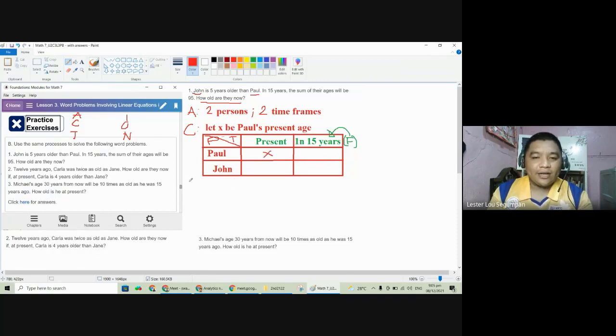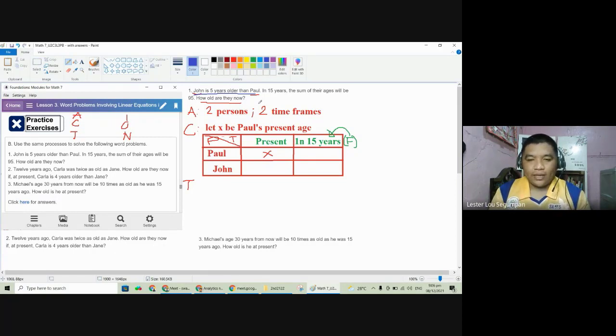Before we proceed to the correct translation, we need to fill in this table properly. So how do we fill in this table? Looking at the present age of John, let's look at the statement here: John is 5 years older than Paul. So if Paul is x, how old is John in symbols?